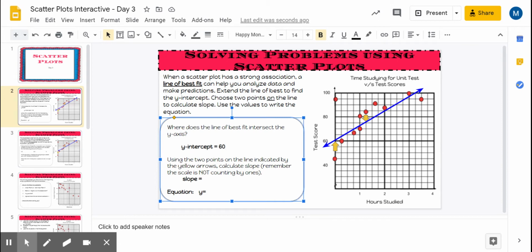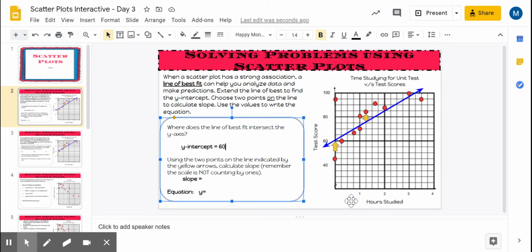Okay, so the scales, what's the y scale being counted by? If I look at this line here is at 60 and this one's up to 80, right? 60, 70, 80, 10s is too big. So I would try 5s next, 60, 65, 70, 75, 80. So the y scale is being counted by 5s.